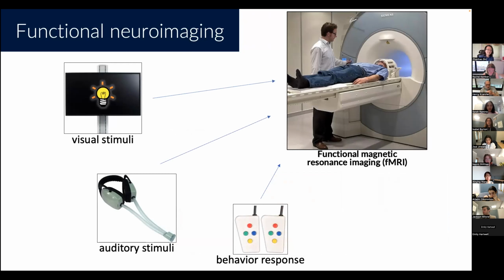fMRI basically uses the MRI scanner to measure neuroactivity. We use the scanner to measure the brain, and at the same time, we want to somehow manipulate the mental activity while we are scanning. We manipulate mental activity using external stimuli, like visual or auditory stimuli, to manipulate what the subject is thinking during the scanning. Then we use a behavioral response device to record their task performance as an output of their brain response. That is the basic setup of an fMRI environment.